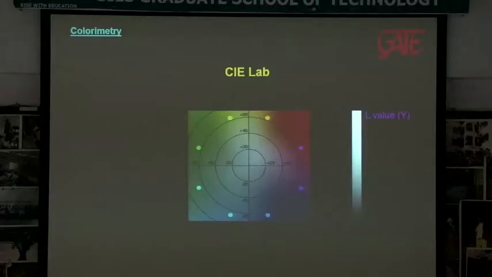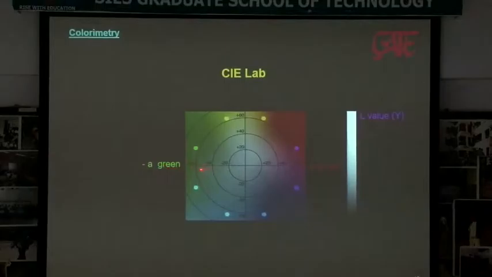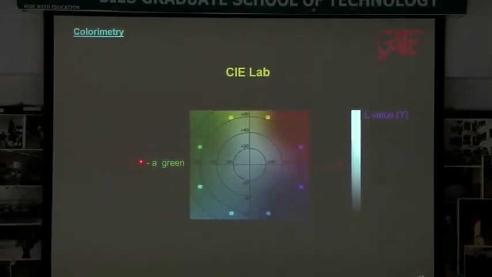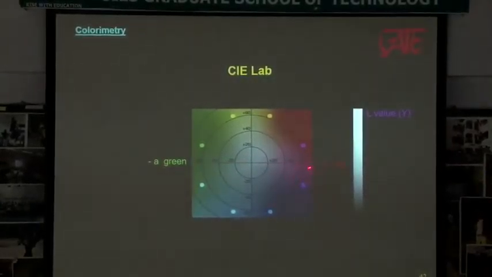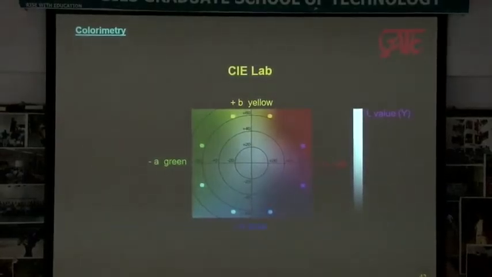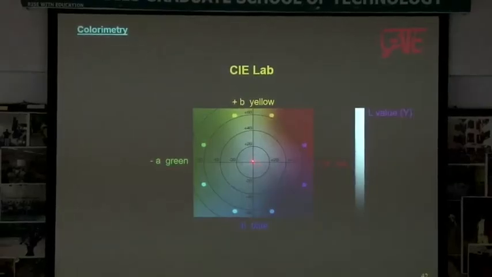So here horizontal line is called A. The center is 0. If you go to the left of the center, the value is minus. So that is green, like I explained before. If the value is plus, it goes to the red. And the vertical line is B line. So you go up from the center, the color becomes yellow, that is the B positive value. Below it becomes B minus, so it's a blue.